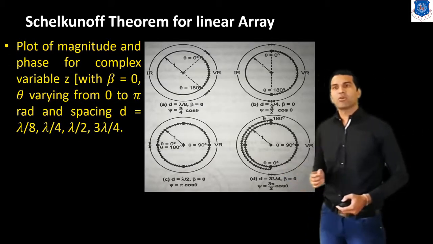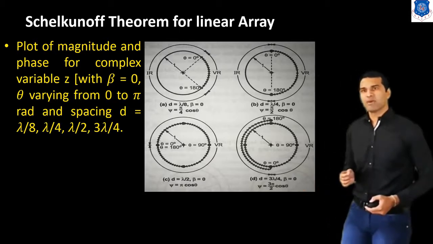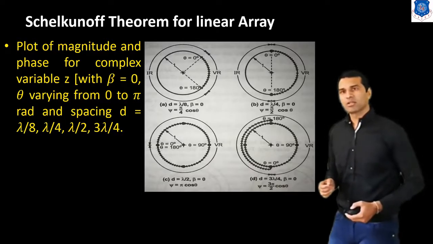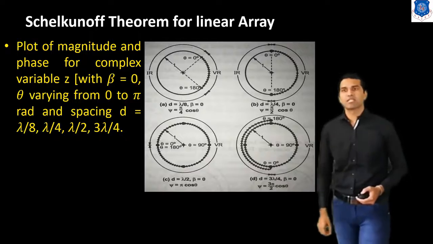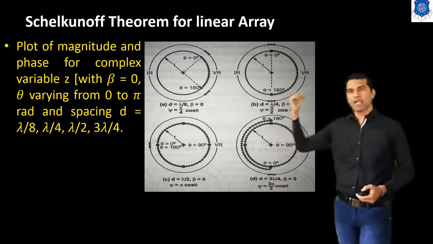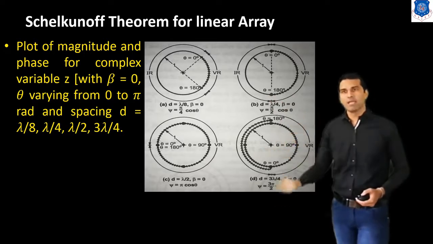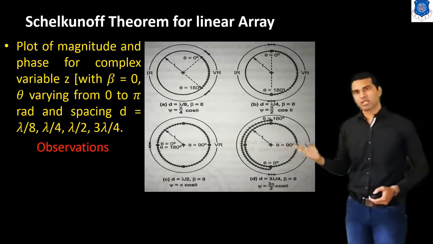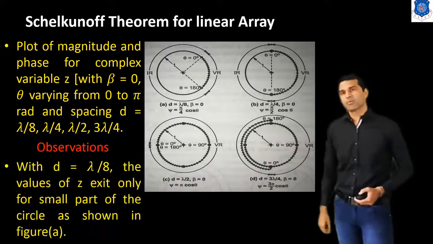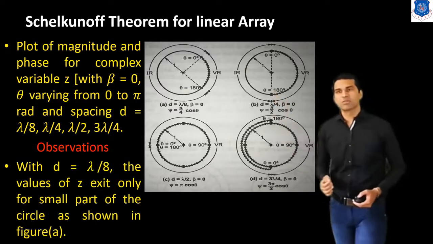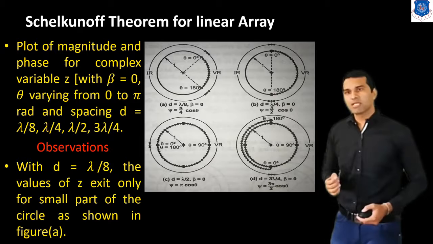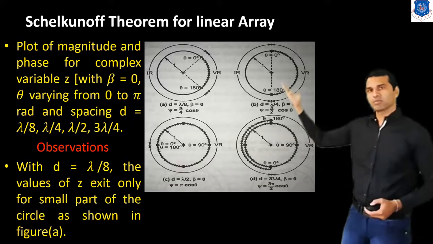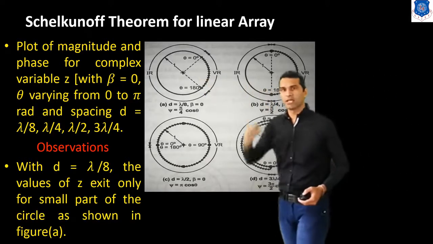Now we plot the magnitude and phase for the complex variable z with beta equal to 0, theta varying from 0 to pi radians, and the spacing d equal to lambda by 8, then lambda by 4, then lambda by 2, and 3 lambda by 4. After plotting, we observe that in the first figure, for d equal to lambda by 8, the value of z exists only for a small part of the circle as shown in this figure.